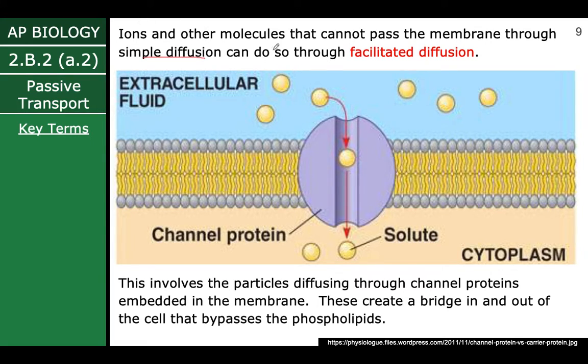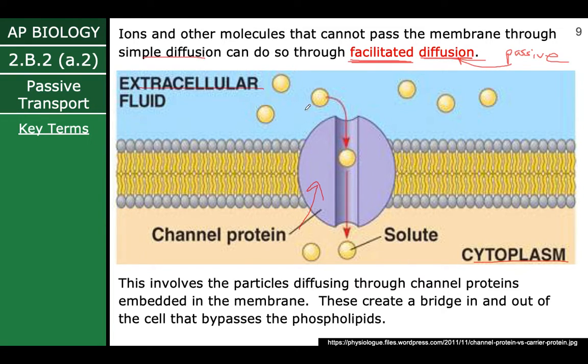Because I needed some help as a yellow solute to go from the outside, the extracellular fluid, to the inside, the cytoplasm, I needed some facilitation, some help. So we call this facilitated diffusion. Remember, diffusion is still passive. I didn't add any energy to the system, so that's not the form of help that I used. The form of help I used was right here, this channel.